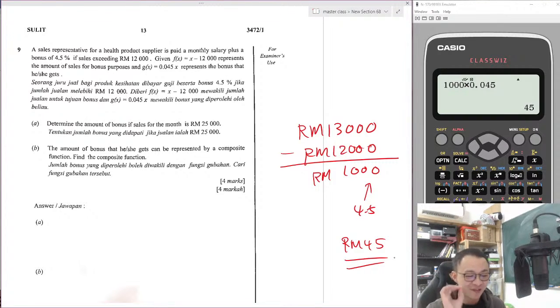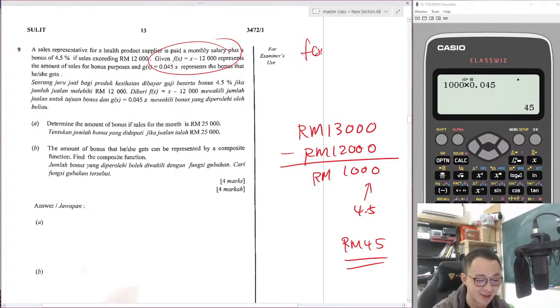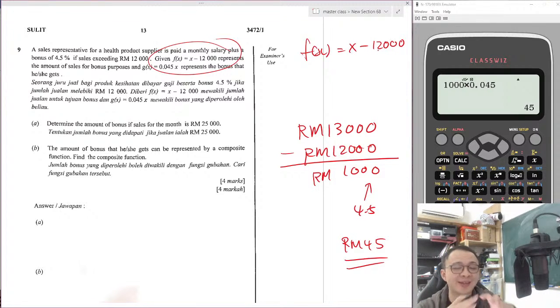So the very important idea is you need to minus 12,000. This is the reason why they give you an f(x) equation like this. They tell you x - 12,000 because of what? x will be the value of your sales here. After you minus 12,000, you will get the amount you want to use to multiply by 4.5% to get the bonus. Alright, I hope you get it.